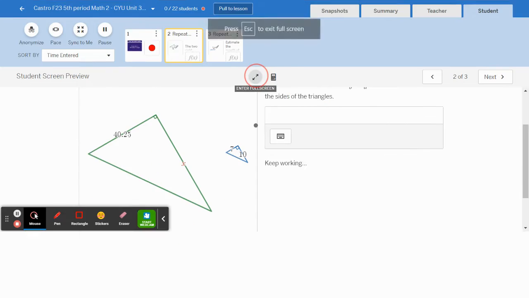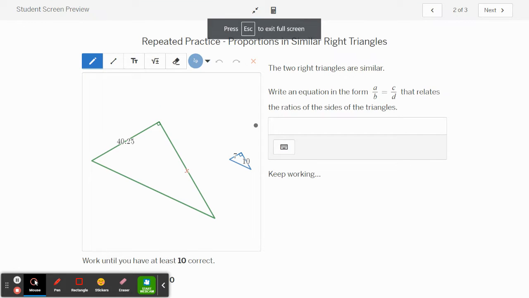So here we are in Desmos, and this is the first slide. Notice down here at the bottom, it says you have to work until you get at least 10 correct. So if you get the first one right, you can't move on to the next screen. You need to get 10 correct.